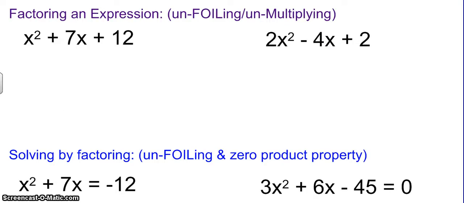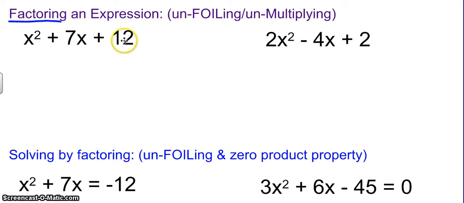Alright, so factoring an expression, we're unfoiling or unmultiplying. First thing you want to do is look for a greatest common factor. There is no greatest common factor between these three terms. Okay, we are just factoring. We're not set equal to 0, so don't write in equals 0. There would be an equal sign if we wanted you to solve it.